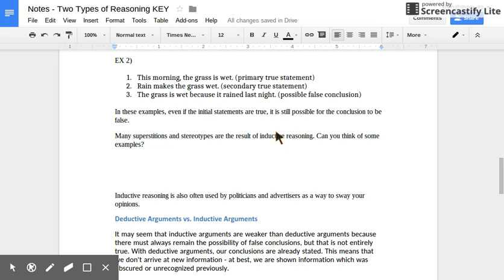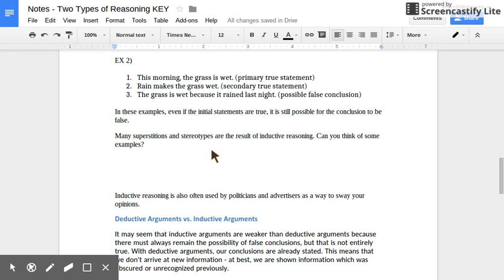So the big difference here is that deductive reasoning cannot have a false conclusion because it is always based on facts or true statements. Inductive reasoning is based on patterns that you observe or experiences that you've had, and that leads you to a possible conclusion, but it may be a false conclusion.